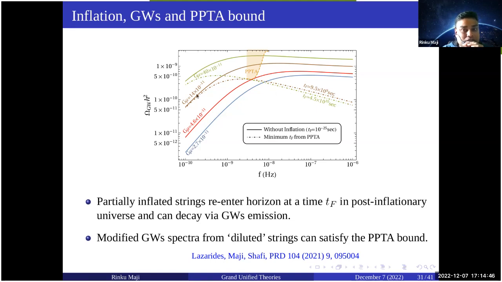So here you can see these are the spectra when they don't suffer any inflation, and these are the spectra when they suffer some inflation and re-enter the horizon at some late universe. So the higher frequency range will be faded, and they can actually satisfy the PPTA bound.